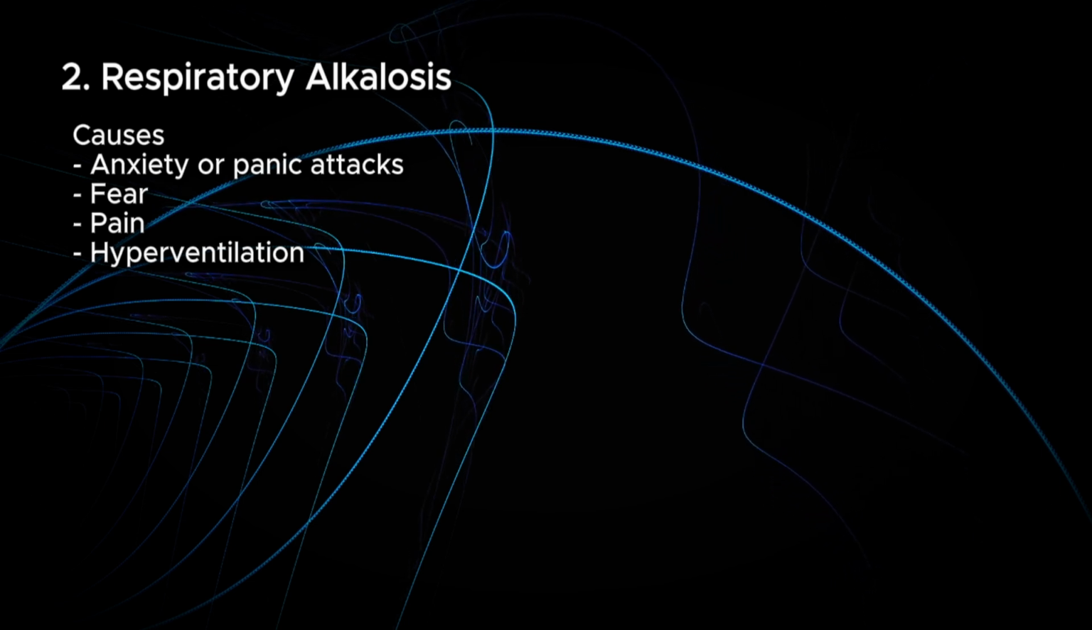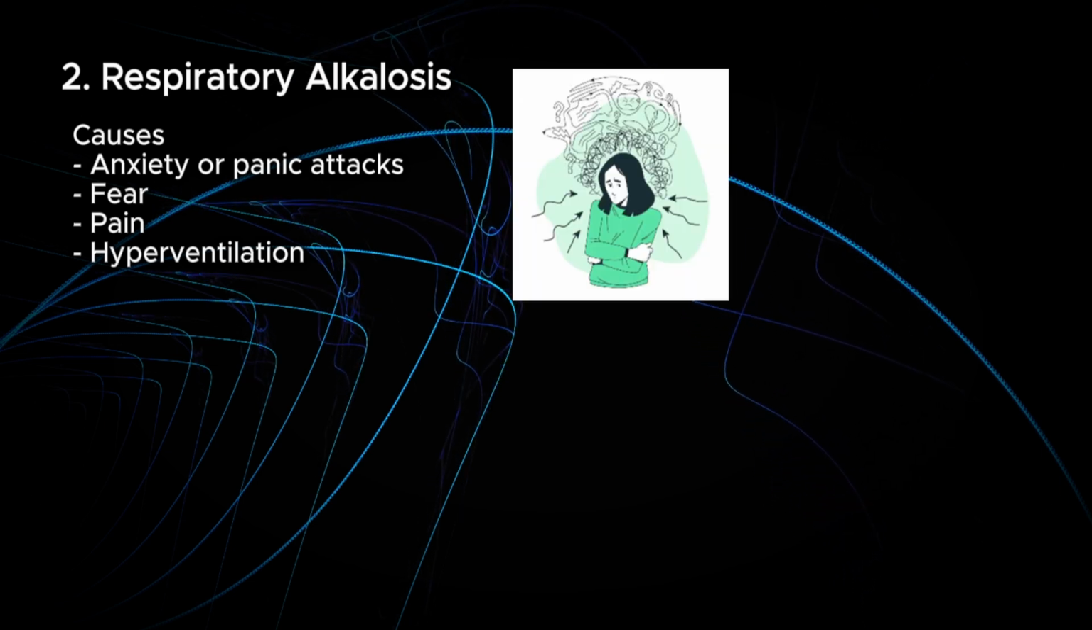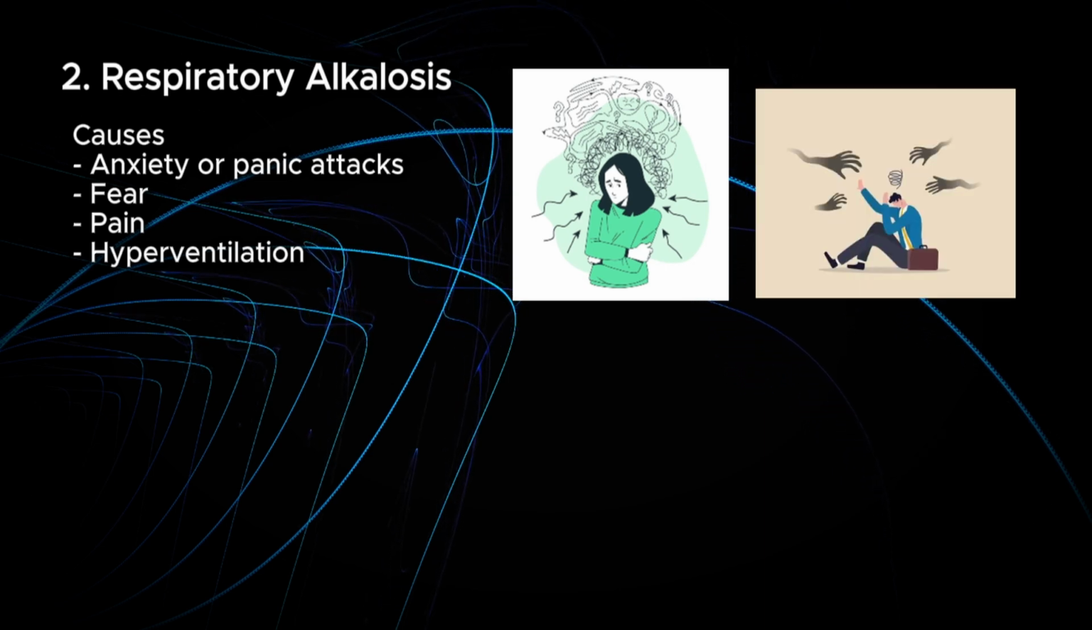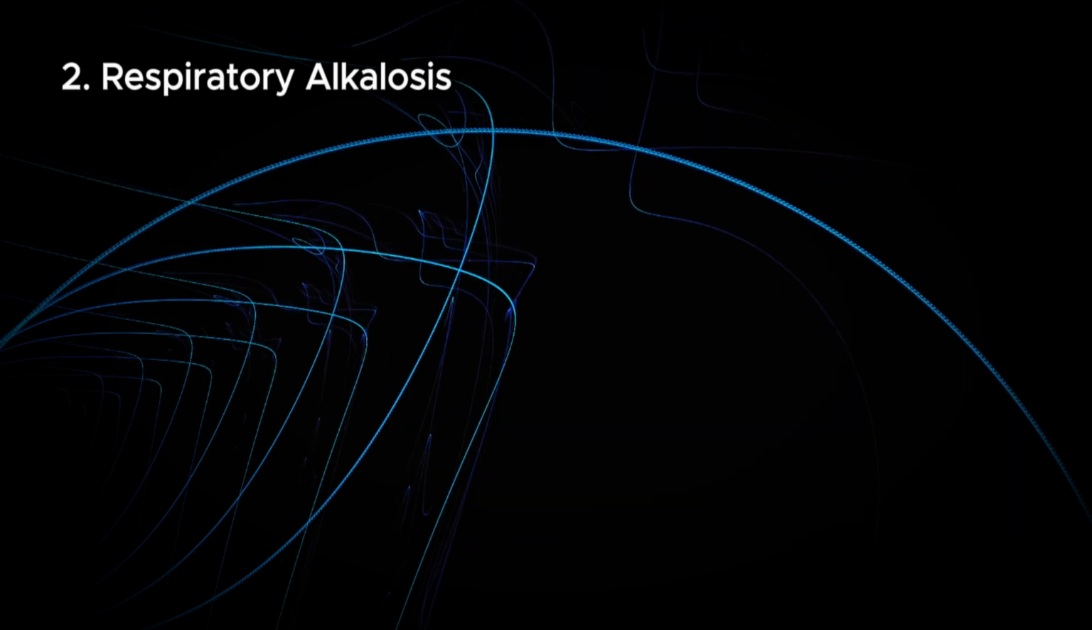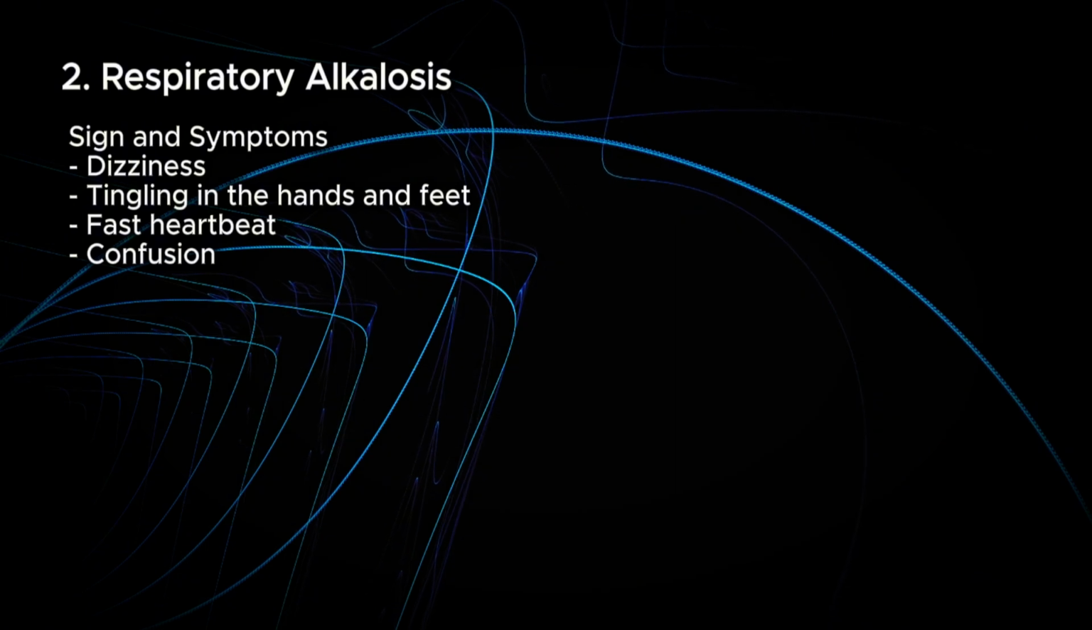So the causes of respiratory alkalosis: first is anxiety or panic attacks. Second is fear. And third is pain. And fourth is hyperventilation. So what are the signs and symptoms of respiratory alkalosis?